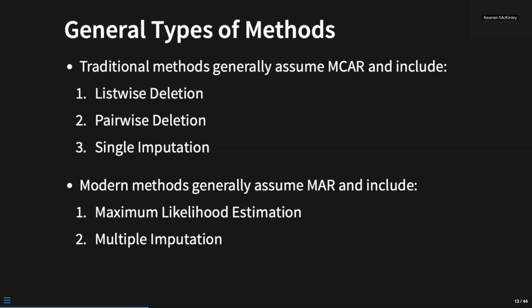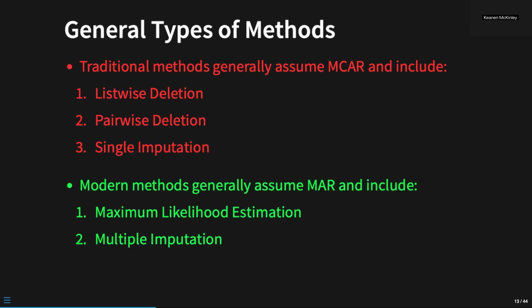There's two general types of methods. The traditional methods often assume MCAR. These are our deletion methods and our single imputation methods. But again, we're looking to move beyond traditional methods into more modern methods that assume MAR and allow us to make stronger assumptions, to arrive at conclusions that are more defensible, that we can actually defend. So the top ones, deletion and single imputation methods, are not recommended, very generally. And modern methods are recommended.